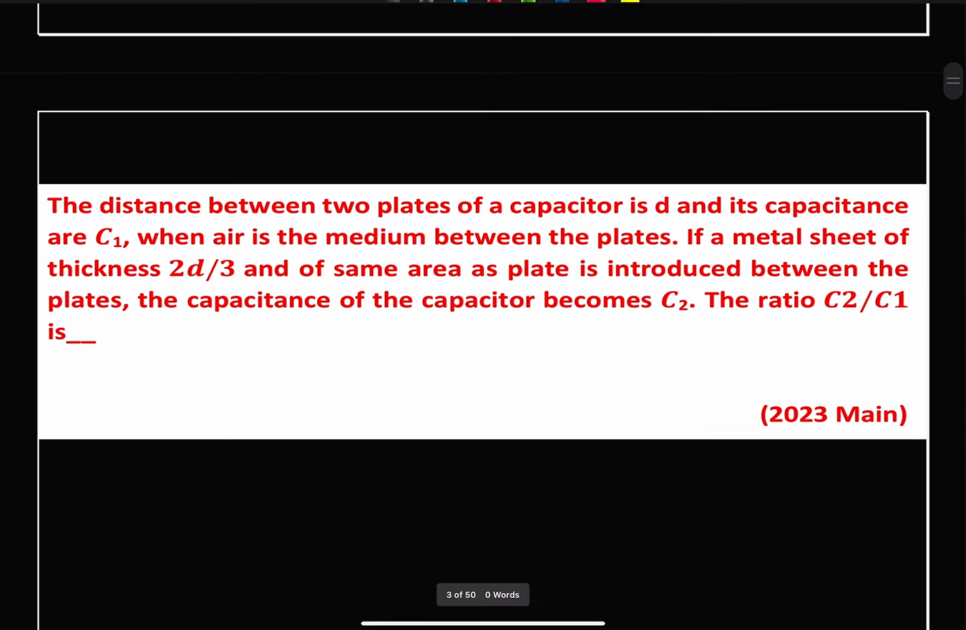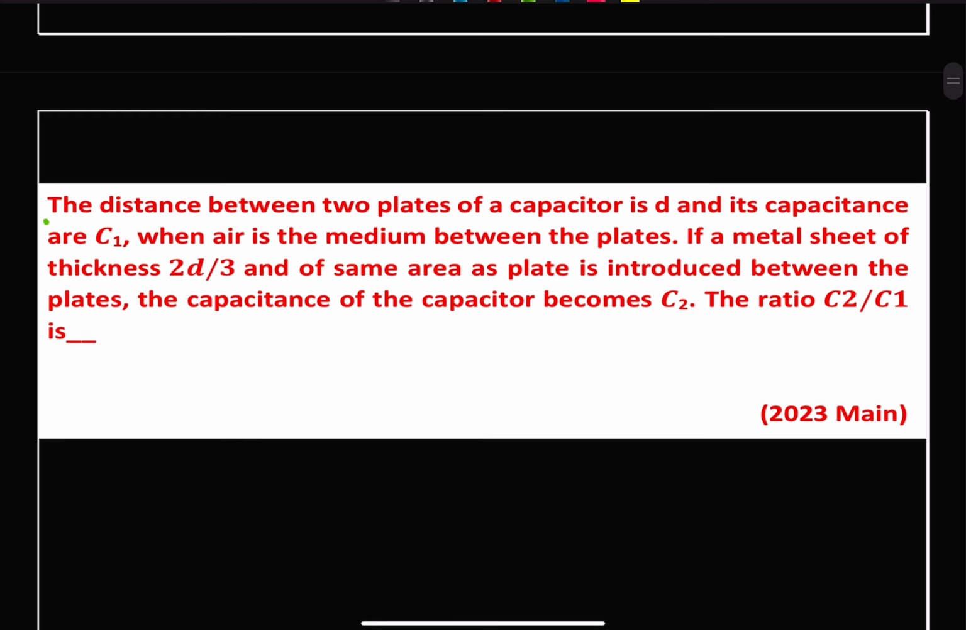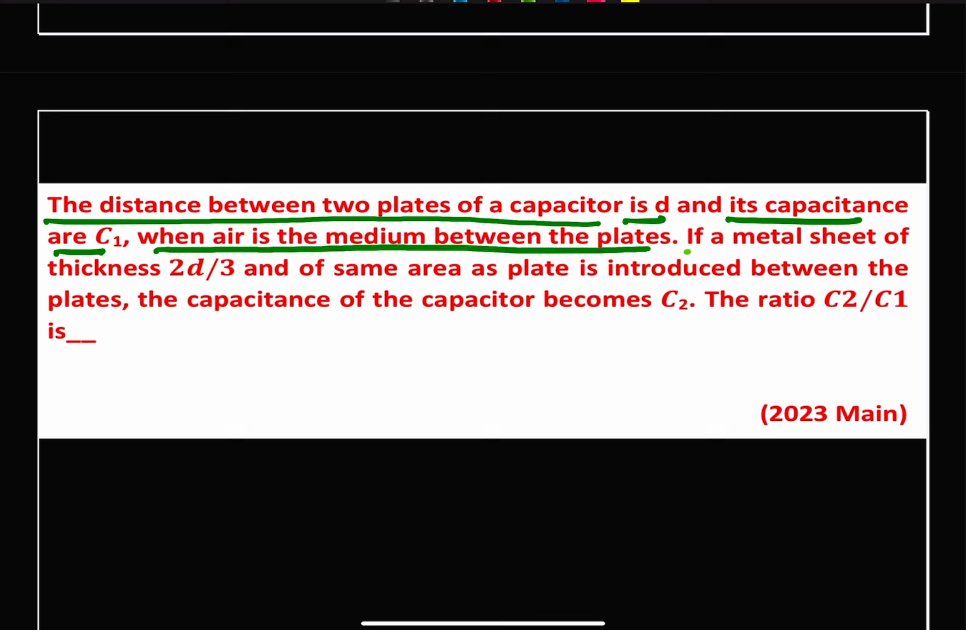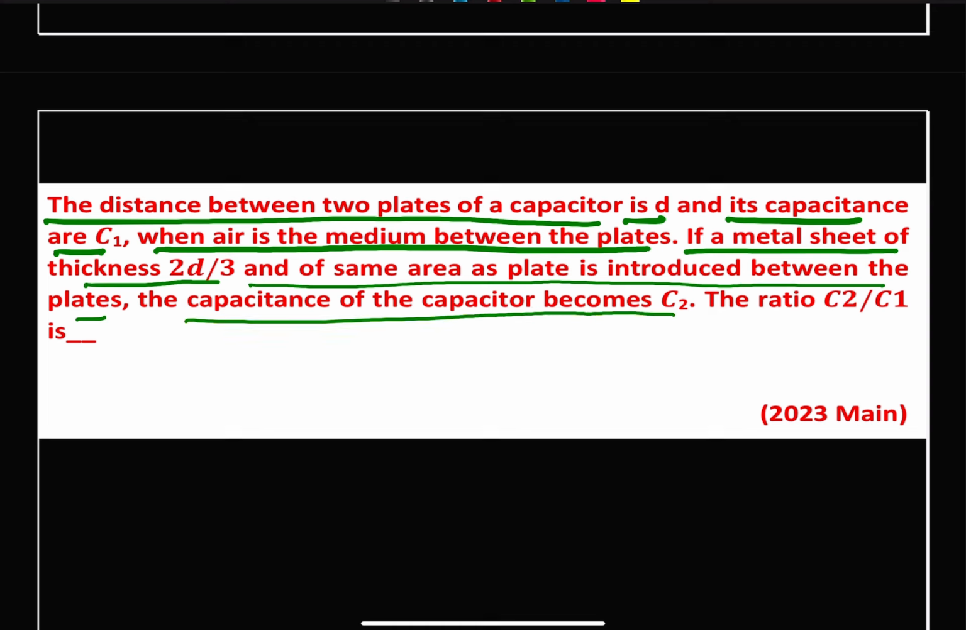It states that the distance between the two plates of a capacitor is D. Its capacitance is C1 when air is the medium between the plates. If a metal sheet of thickness 2D by 3 and of the same area as the plate is introduced between the plates, the capacitance of the capacitor becomes C2. Then the ratio of C2 by C1 is.